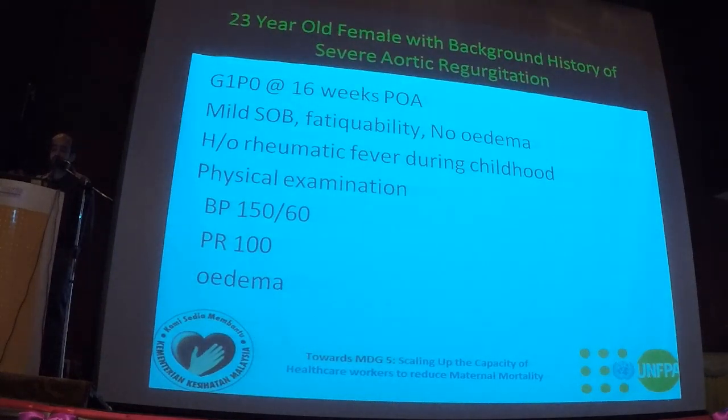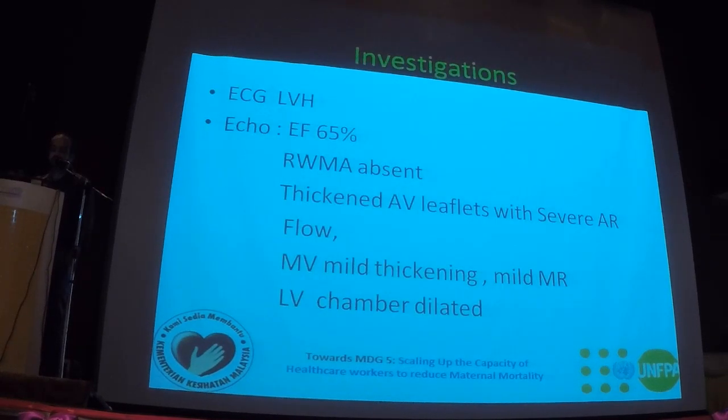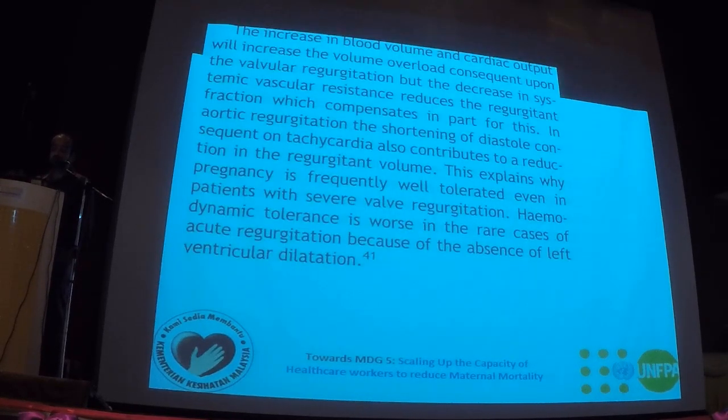All right. So another quick case, you have a primary, 16 weeks, mild SOB, fatigability, no edema. She's got underlying severe AR. So BP shows a wide pulse pressure, pulse rate 100, edema absent. ECG showed left ventricular hypertrophy. Echo showed thickened AV walls with severe AR flow, and LV chambers are dilated. Okay. So how do we manage this patient?